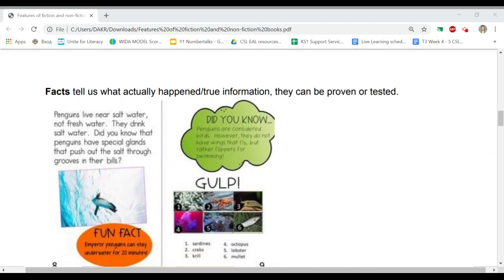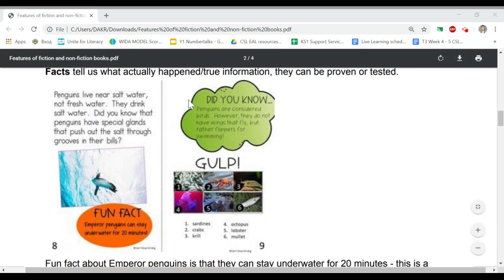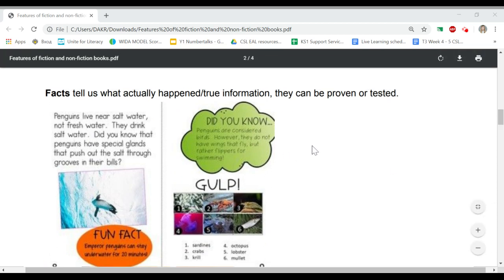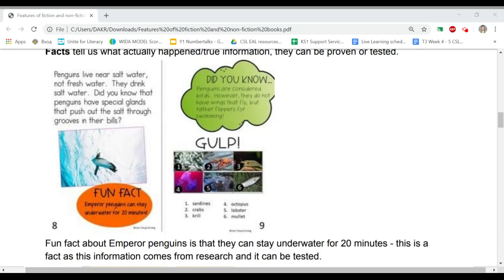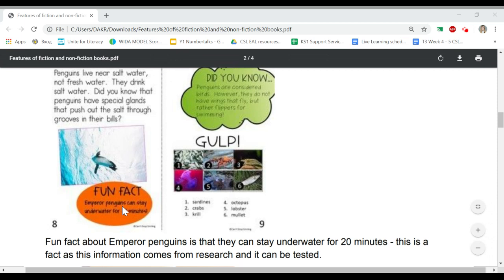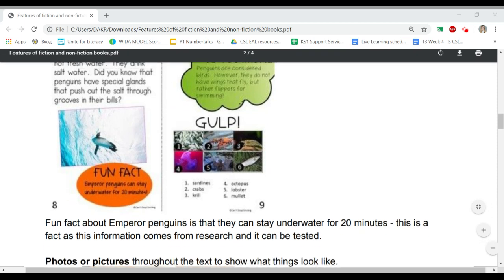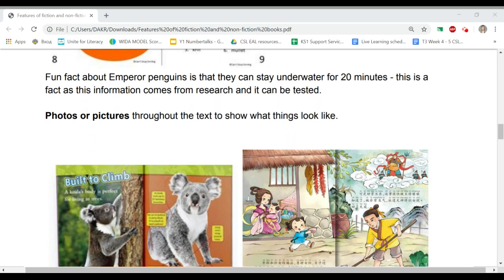The next one is facts. Facts tell us what actually happened or true information. They can be proven or tested. For example, here you could see a fun fact about emperor penguins is that they can stay underwater for 20 minutes. This is a fact, as this information comes from research and it can be tested.